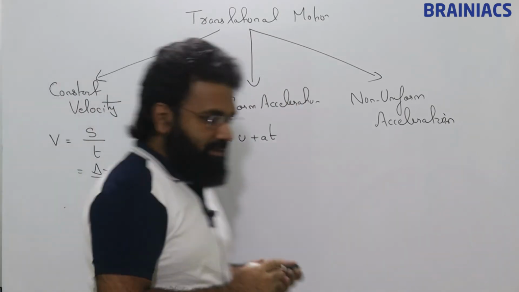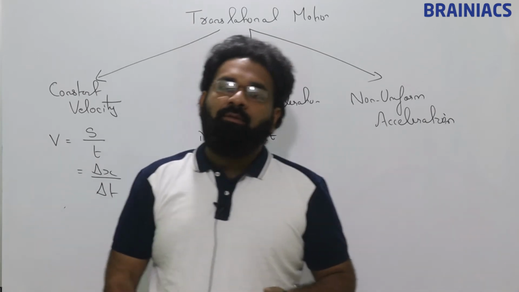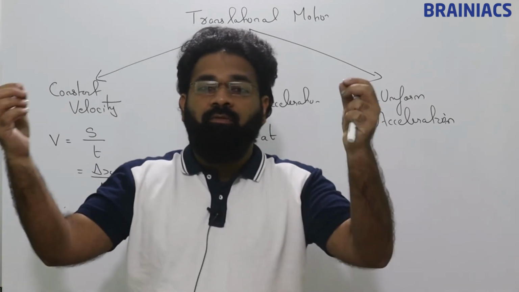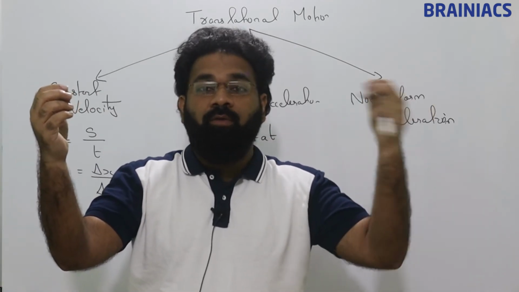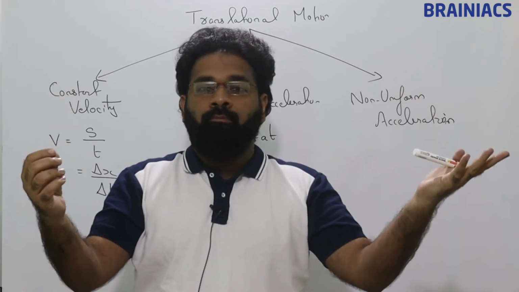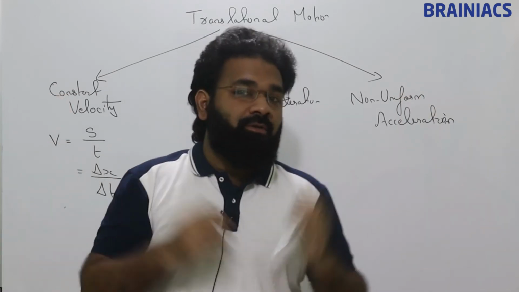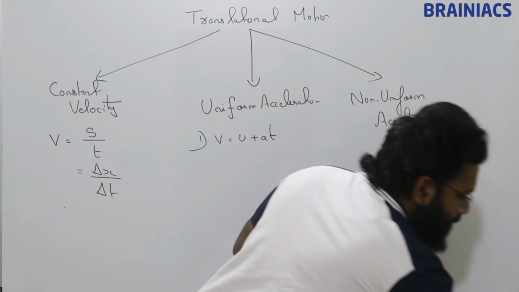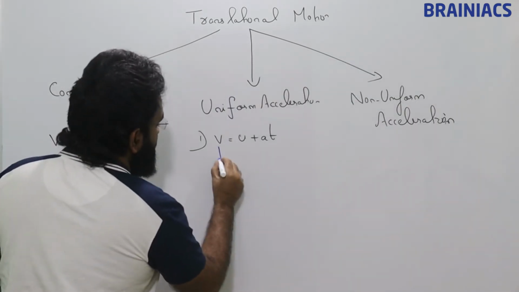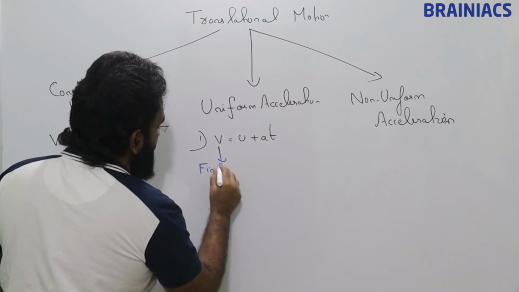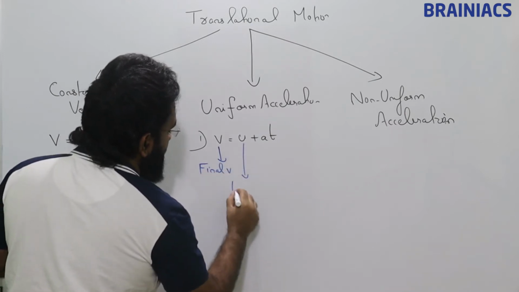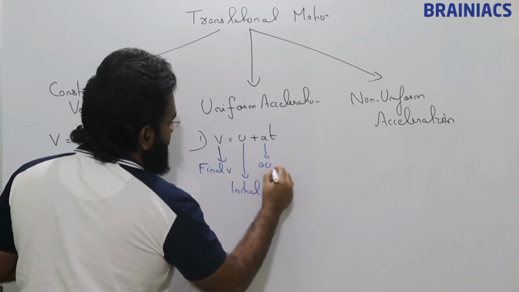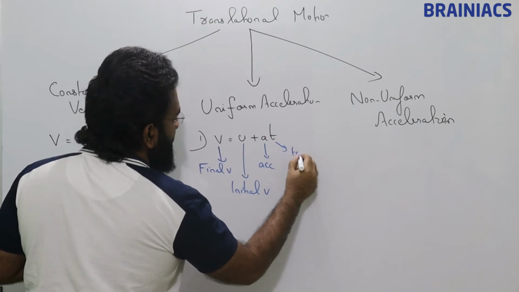See, acceleration is there, so definitely velocity will change. Initially there will be some velocity. When the particle reaches here, velocity will be different, either less or more. So initial velocity will be there, final velocity will be there. u is initial velocity, v is final velocity. This is acceleration and this is the time of journey.